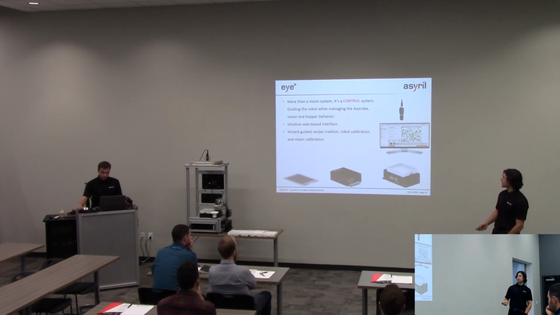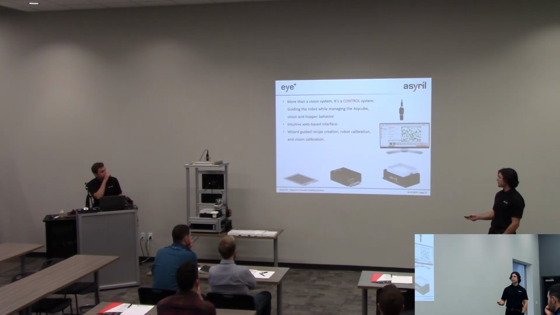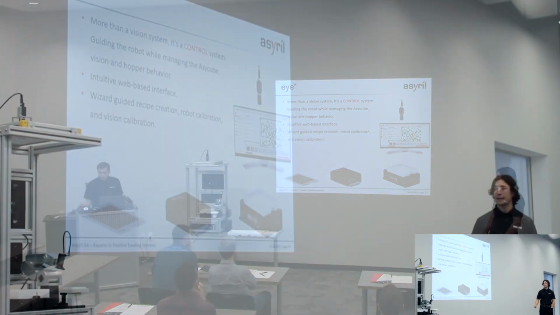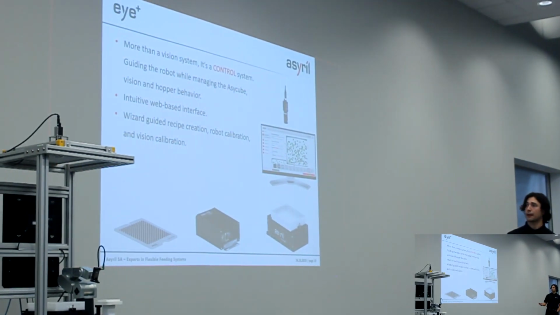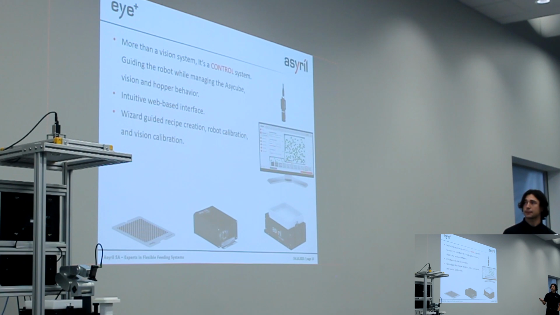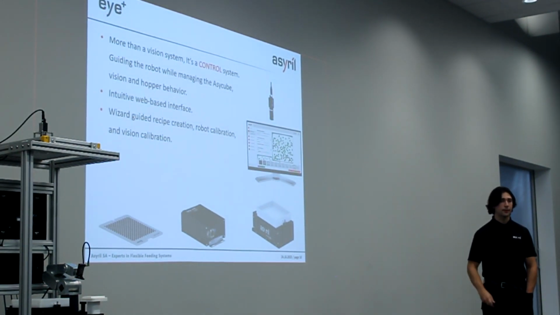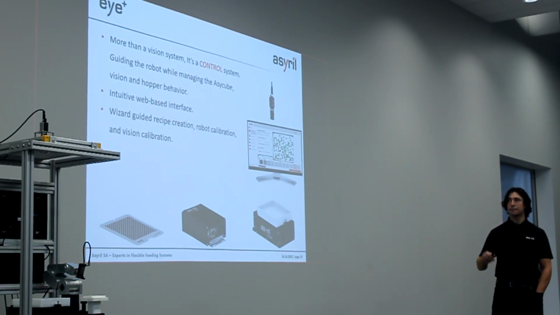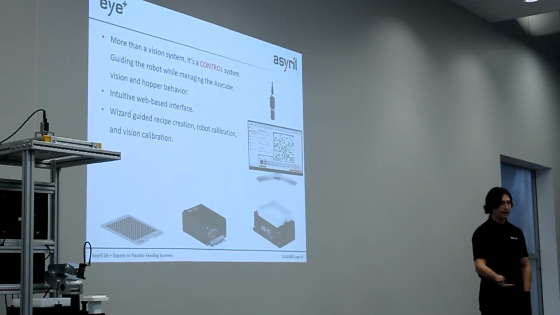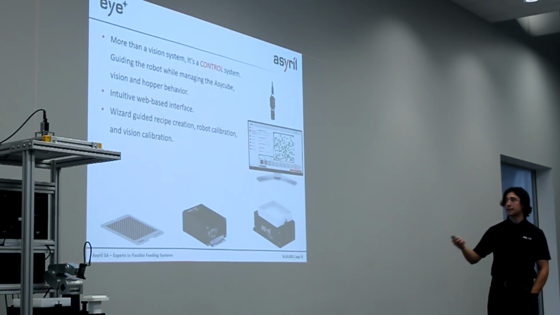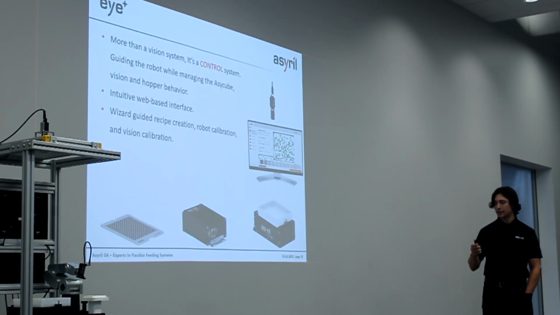It also comes with a nice intuitive web-based interface that CJ is going to walk you through here in a bit. And then we have some tools built in that make it easy to set up. So we have a robot calibration wizard, vision calibration wizard, and then a recipe creation wizard that steps the user through a few steps to get them to a final result. Makes it easy to calibrate your robot and your vision, etc.